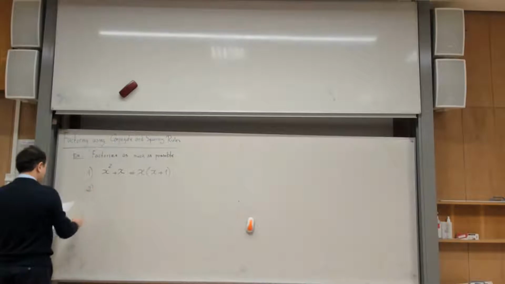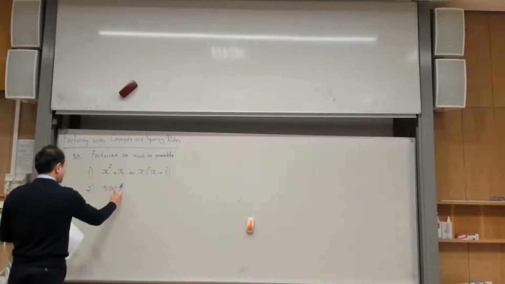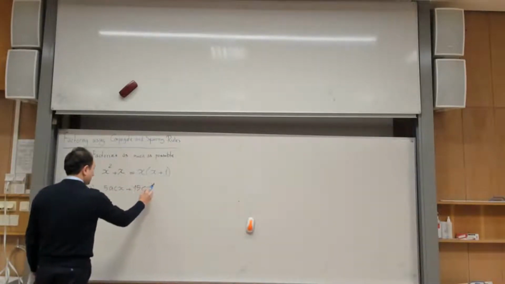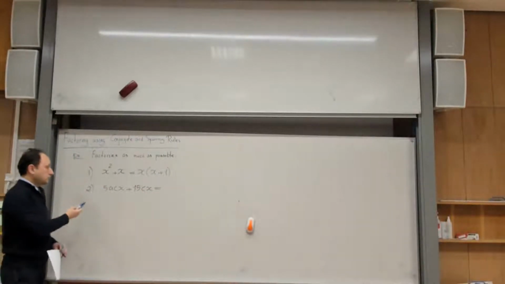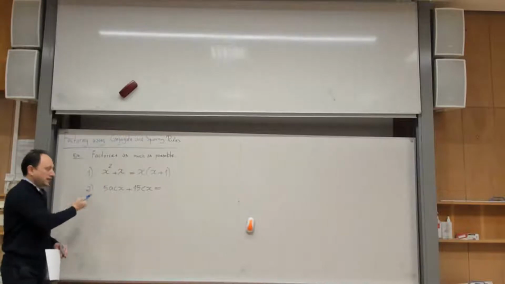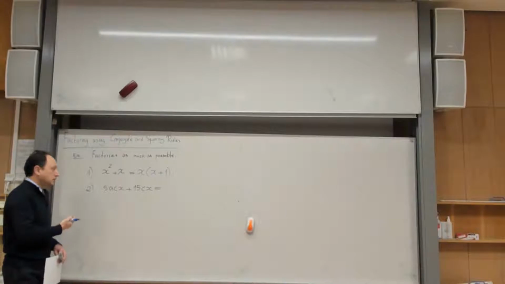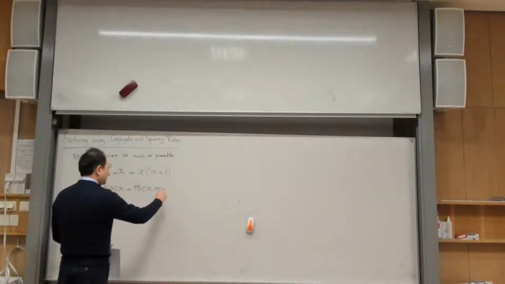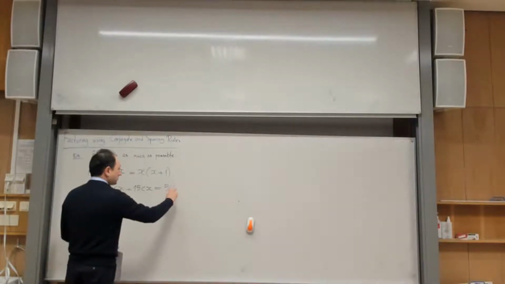Number 2. 5acx plus 15cx. So I want to factorize this. You need to take as much as you can out. So between numbers 5 and 15, what is the highest common factor? It is 5. So I pull it out, 5. A is not a factor in common, but c and x are. So I pull both of them out.